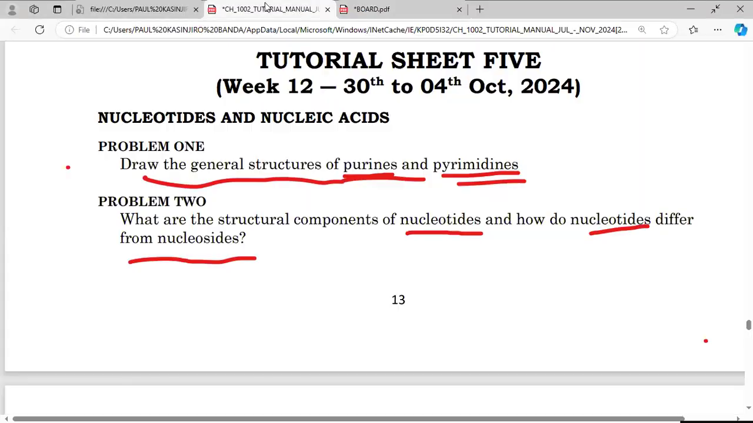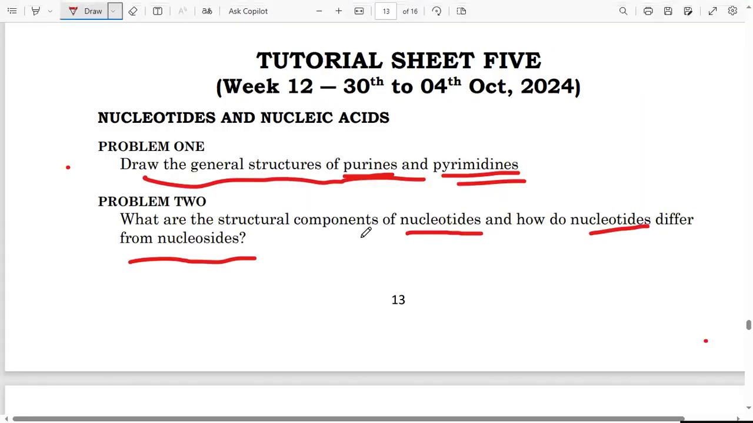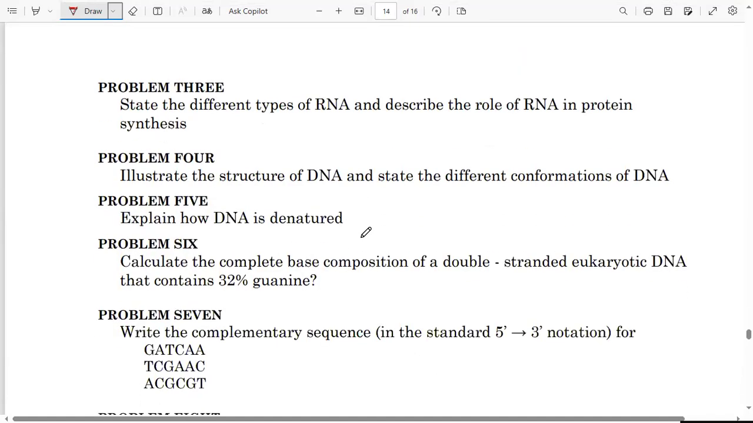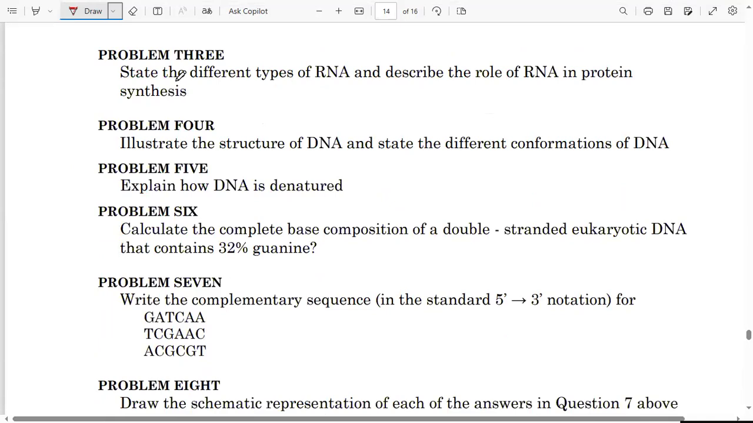Okay. I don't know if there are any questions, you're free to ask. Otherwise, I'll go to question number 3. Okay, so question 3 here, they're saying: state the different types of RNA and describe the role of RNA in protein synthesis. Okay, so we can take it as the role that each different type does.